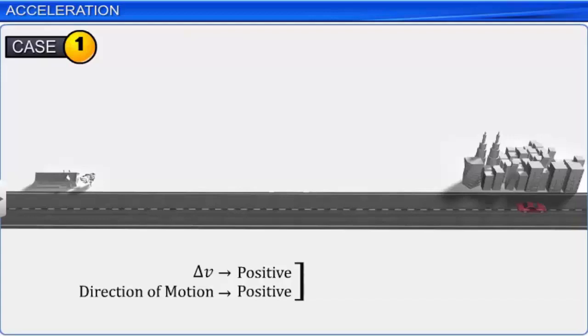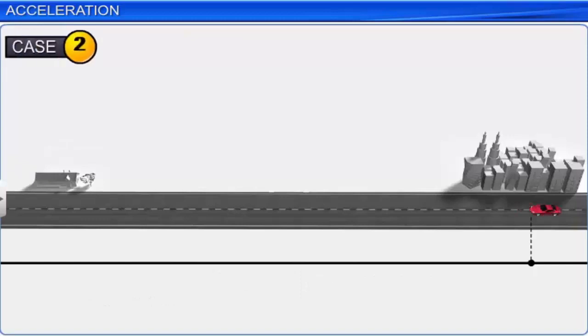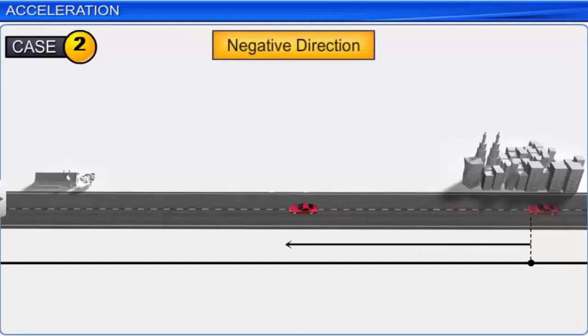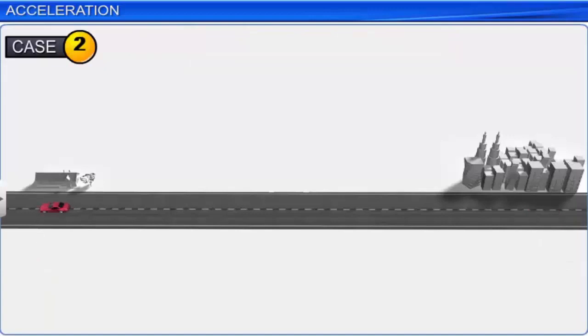Case 2. In this case, the car is moving in a negative direction, that is, from point B to A, with a decrease in the magnitude of velocity. Here, delta v is negative and the direction of motion is also negative. Since the product of two negative values is positive, acceleration in this case is also positive.